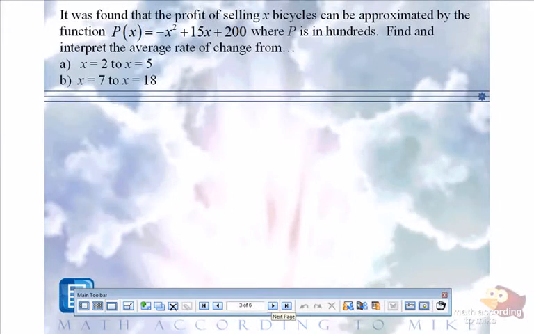It was found that the profit of selling X bicycles can be approximated by the function, capital P of X, is negative X squared plus 15X plus 200, where P is in hundreds. Find and interpret the average rate of change from 2 to 5, and also 7 to 18.